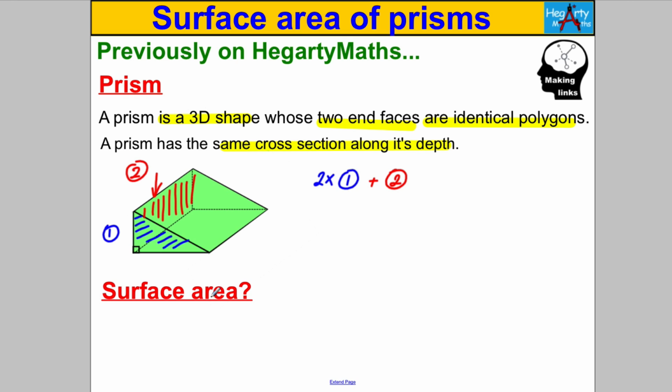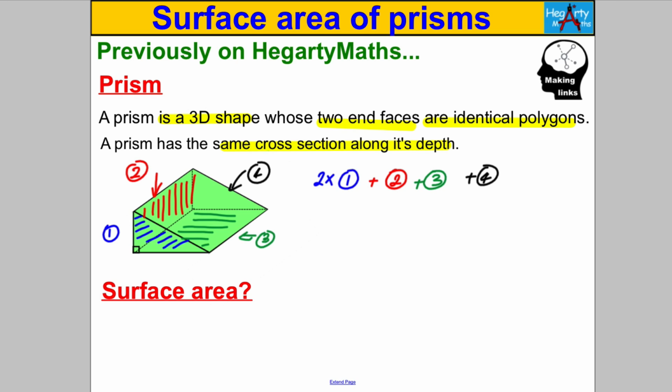We would also have this base rectangle at the bottom here. This base is also a rectangle, which I might call number 3. So we would have to add on that area. And the last one, which may be harder to see, is this slanted face here, which is a rectangle as well. I will call that number 4, and we would have to add that on.